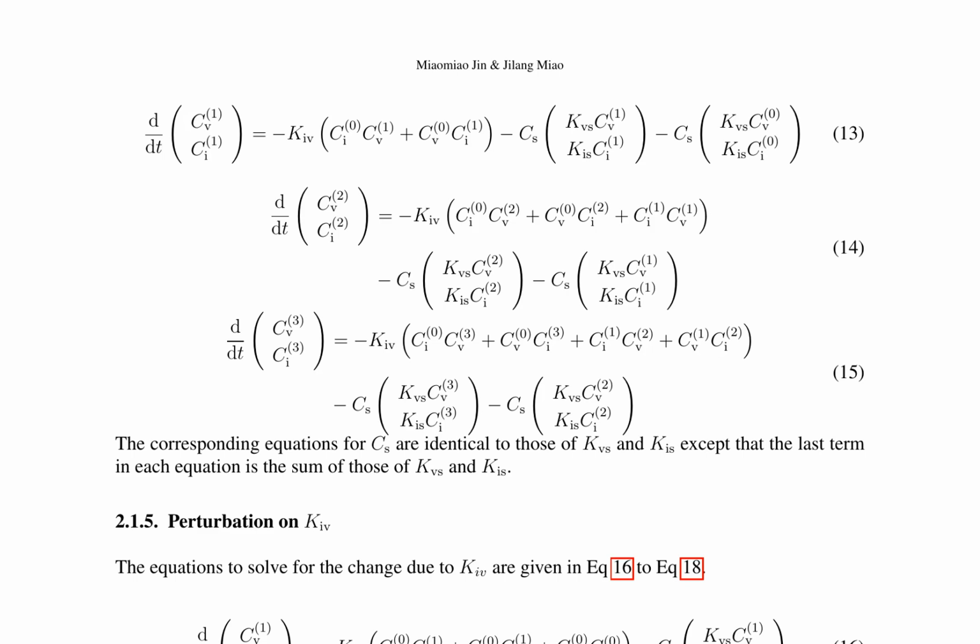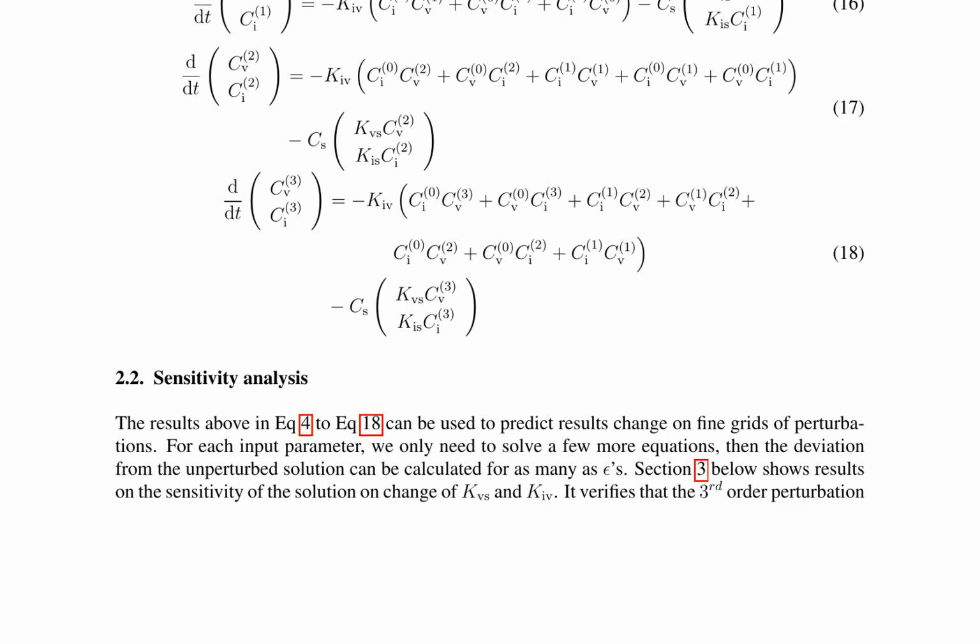The authors note that the corresponding equations for each input parameter are identical except for the last term, which is replaced accordingly. The results of these perturbation analyses can be used to predict the change in results on fine grids of perturbations. By solving a few more equations, the deviation from the unperturbed solution can be calculated for as many ε's as desired. The authors demonstrate the effectiveness of this approach in section 3, where they present results on the sensitivity of the solution to changes in kVs and kIV.